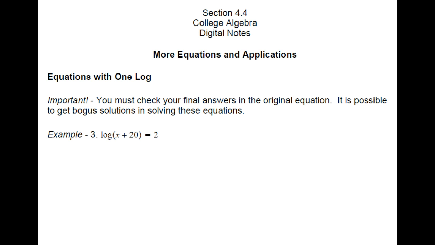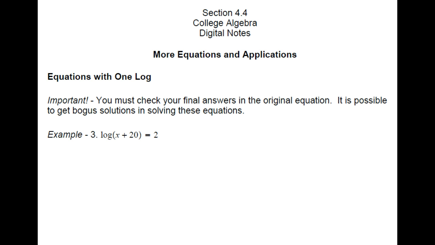With logarithmic equations, it's important that you check your final answers in the original equation. It's possible to get extraneous solutions, which are solutions that really don't work in the original equation. So we have to check our answers on all of these. For solving an equation with one logarithm, it's a pretty simple process. We're just going to do the loop and convert it from logarithmic form to exponential form, just like we were doing earlier in the chapter.